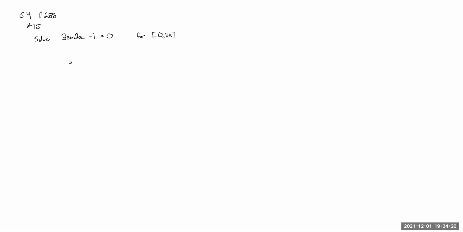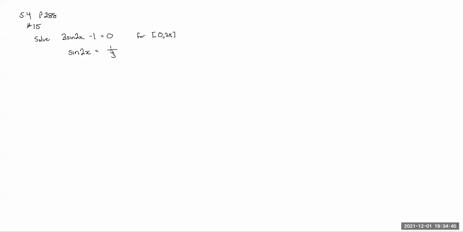This is a request for question 15 from 5.4, and it looks like this. We have 3 sine 2x minus 1 equals 0 for the domain 0 to 2 pi. Now, I'm going to fast forward. I'm going to assume that you were able to at least simplify to get to that point.